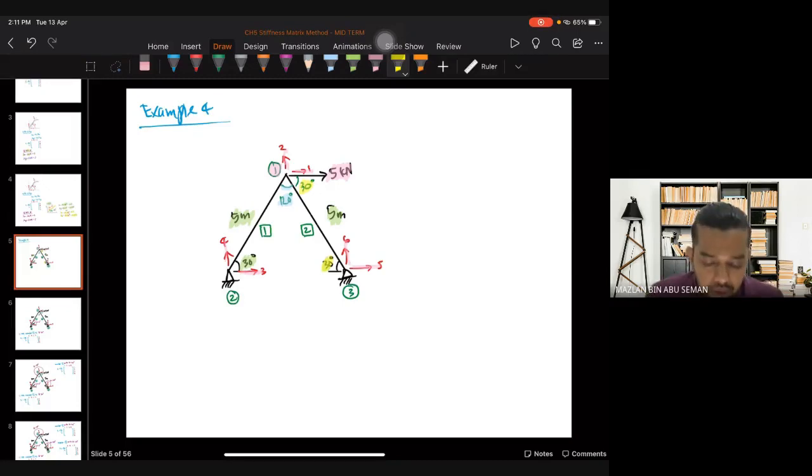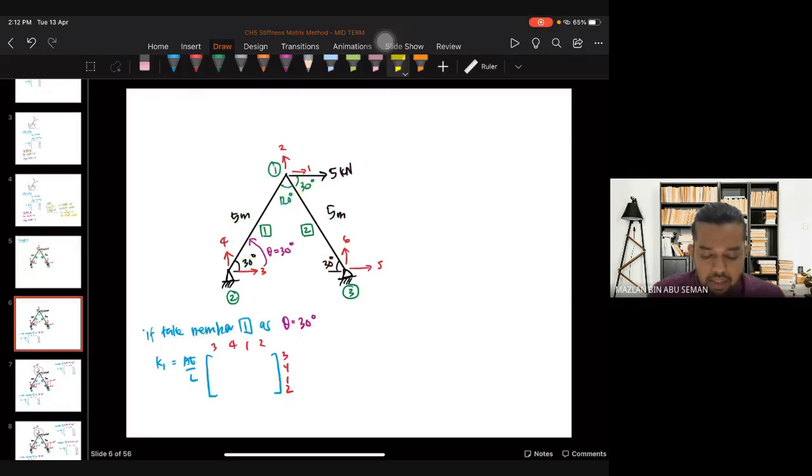Now we want to find the stiffness matrix for member 1. For member 1, listen carefully. We take theta 30 degrees, this theta 30 degrees on here.